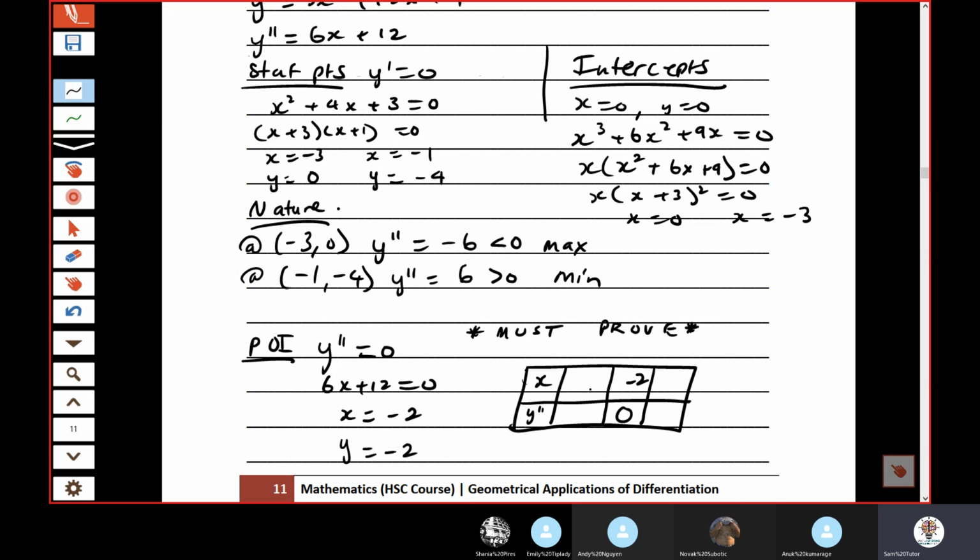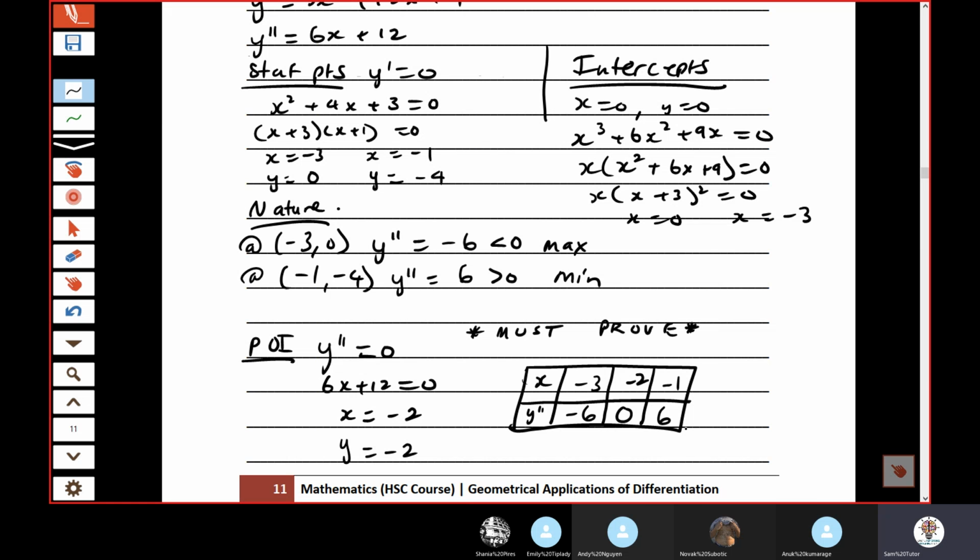Good. Choose one before it, choose one after it, sub it back into where? Y double dash, because it's the y double dash table. Yes, not into y, not into y dash. See how this gets a bit convoluted? Good. Sub it back into here. 6 times -3 is -18 plus 12 is -6. -6 plus 12 is 6. Okay.